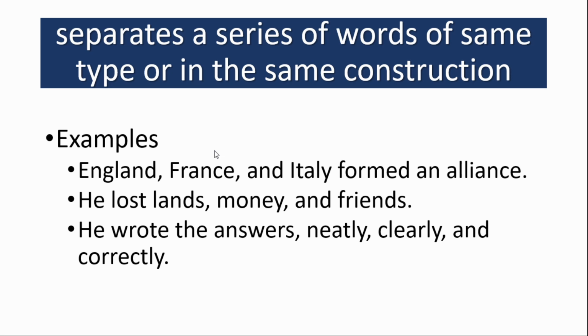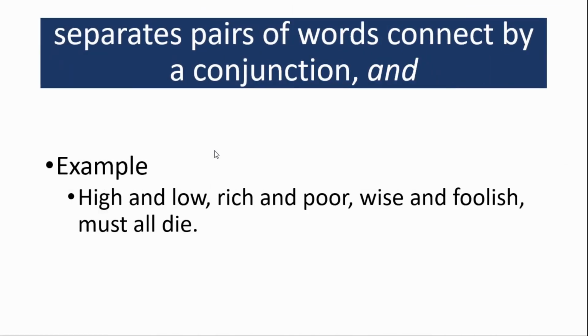The comma is used to separate pairs of words connected by a conjunction, and. For example, high and low, rich and poor, wise and foolish, must all die.